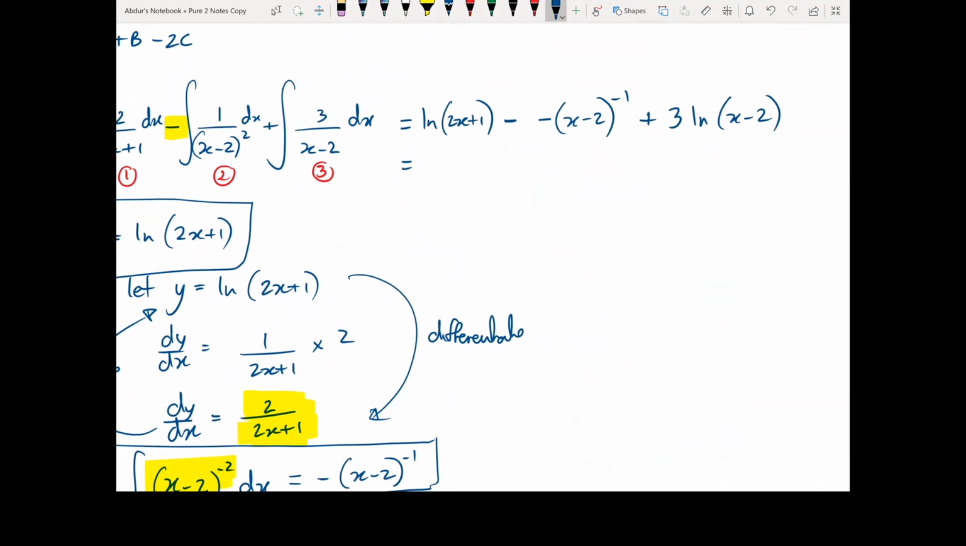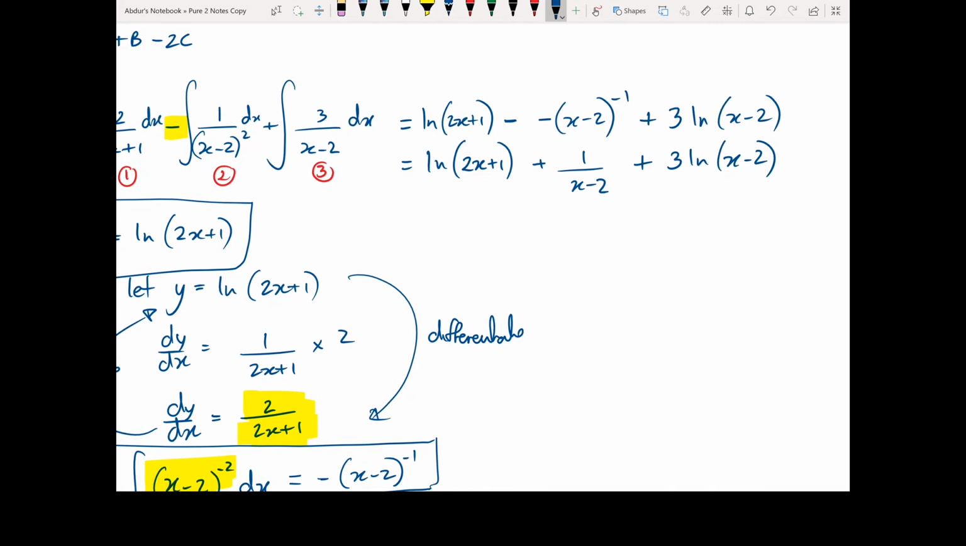Tidy this up a bit. This gets us ln of 2x + 1 plus, I'll write this in the form of 1 over x − 2, plus 3 ln of x − 2. Okay, so here we have our final result. Now this can be tidied up a bit.